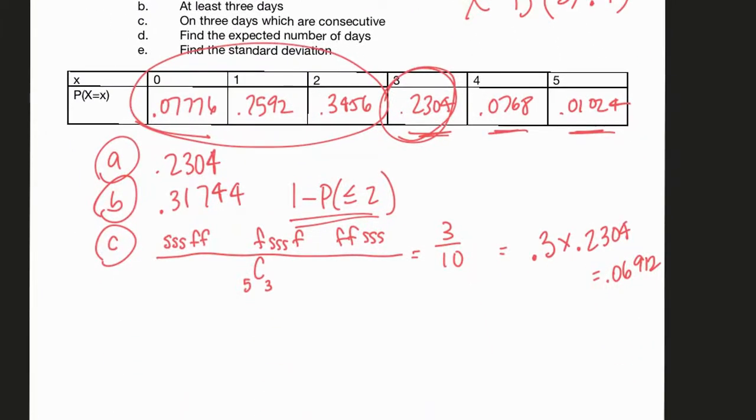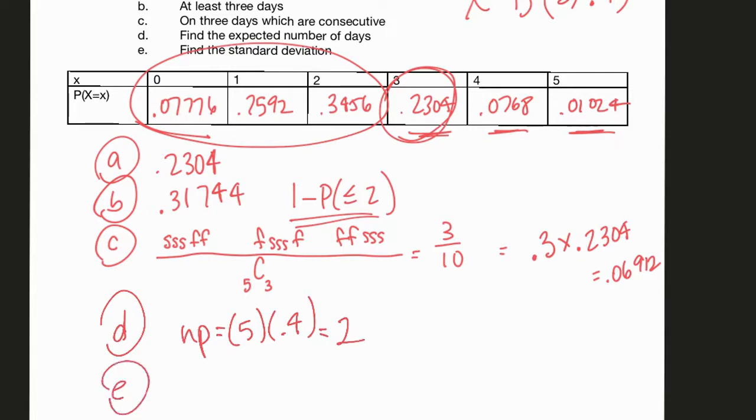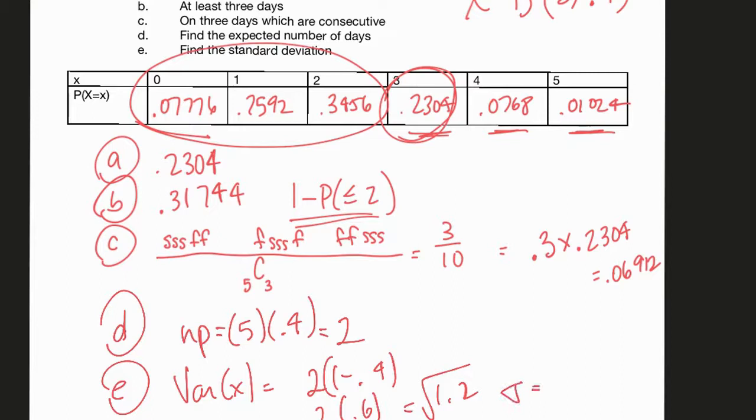All right, the expected value for part D: we have a brand new formula, we just have to do n times p, in other words 5 times 0.4, which gives you 2. And part E wants the standard deviation, which is just the square root of the variance. Luckily, the variance calculation is really easy: it's 2 times 1 minus 0.4. That's my dog shaking his head. Sorry about that. That's 1.2. The square root of that, to get the standard deviation, is 1.10.